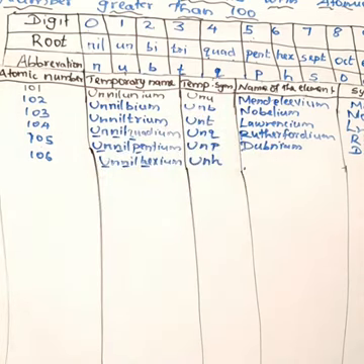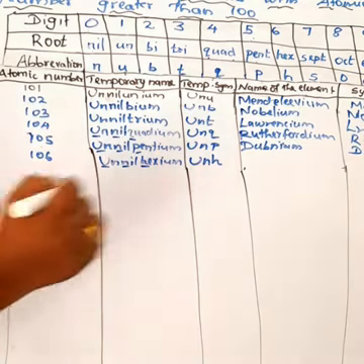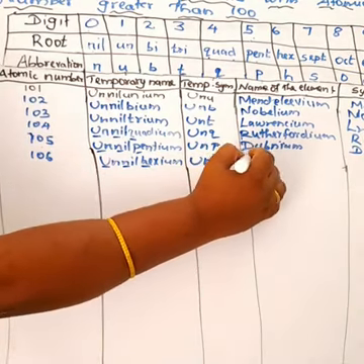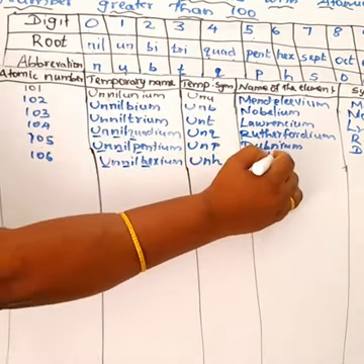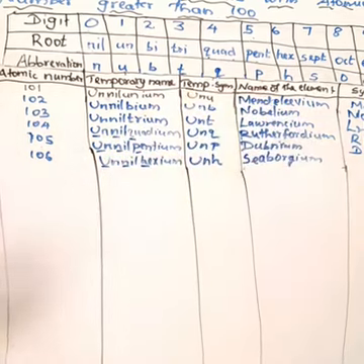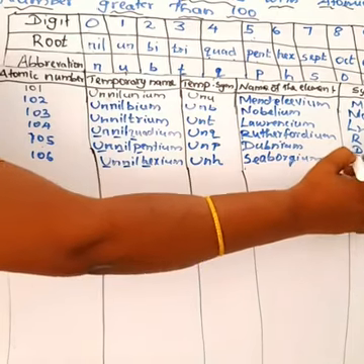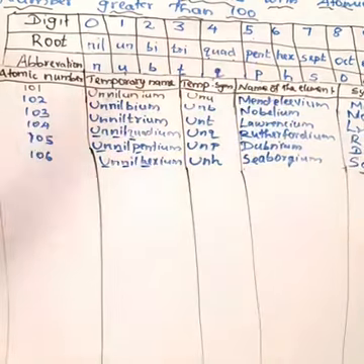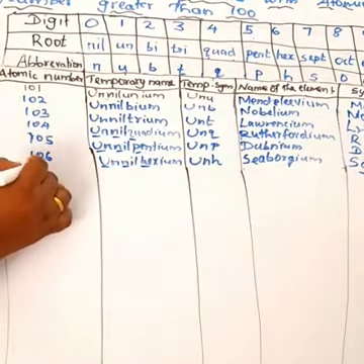What is the element name for atomic number 106? Seaborgium. What is the symbol? Sg.